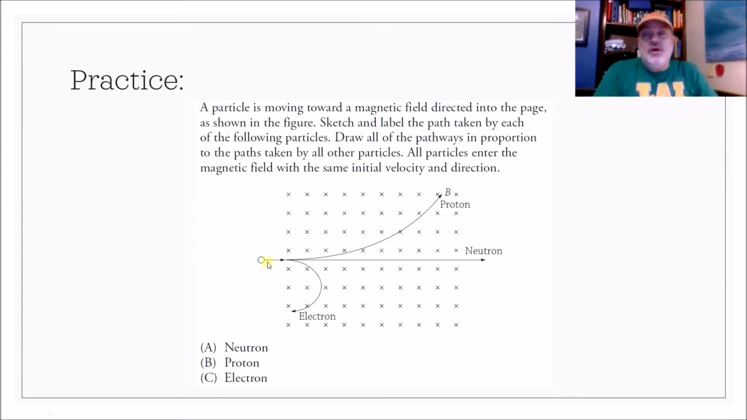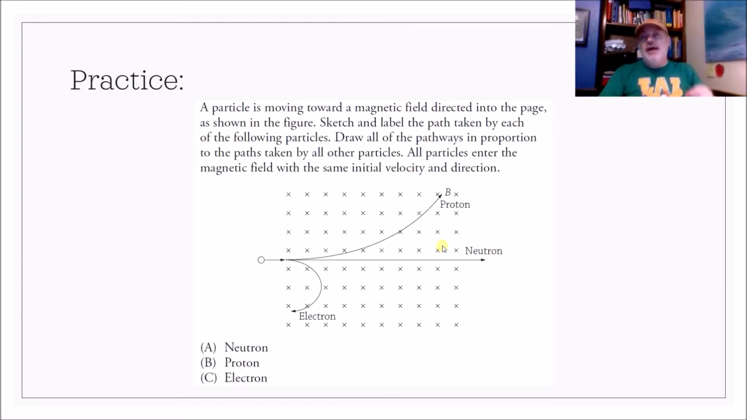All right, a neutron, since it has no charge, will go straight through the field and nothing happens. A proton follows the right-hand rule for a magnetic field. It's moving to the right, the magnetic field is into the page, and so the force will be up, and so the proton will curve upward. The electron, negative, follows the left-hand rule. Magnetic field is into the page, it's moving to the right, so it gets pushed down.